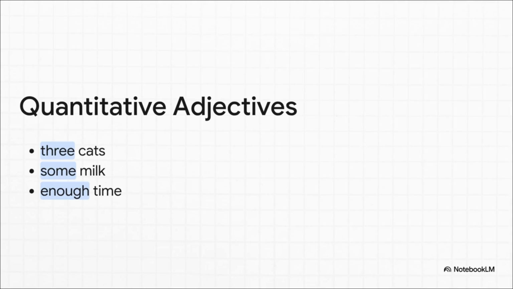Next in our toolbox are quantitative adjectives. Their whole job is to answer the question, how much or how many? So when you say you have 3 cats, or you need some milk, or you just don't have enough time, you're using quantitative adjectives. Simple.